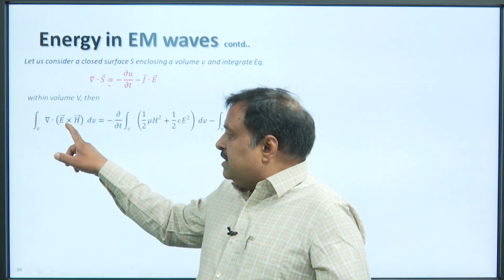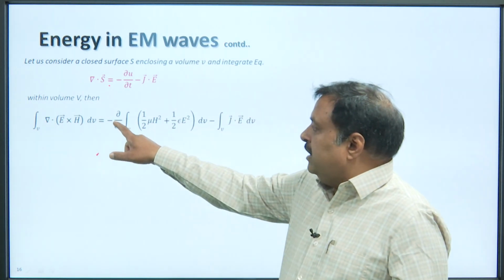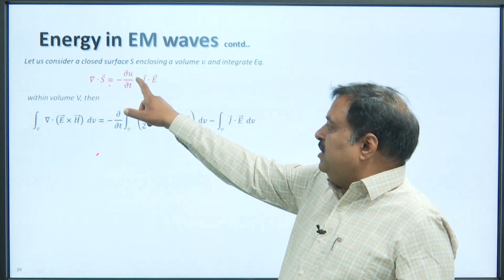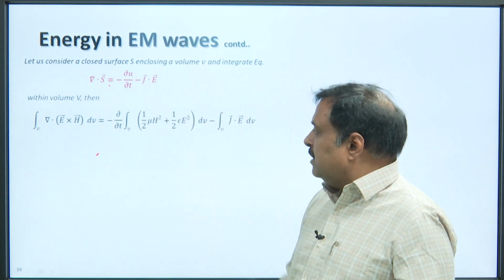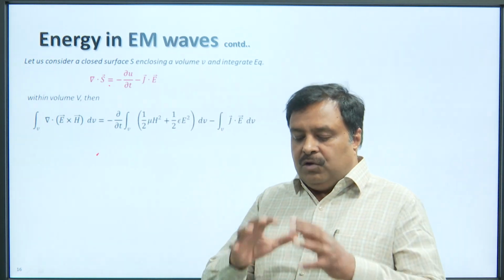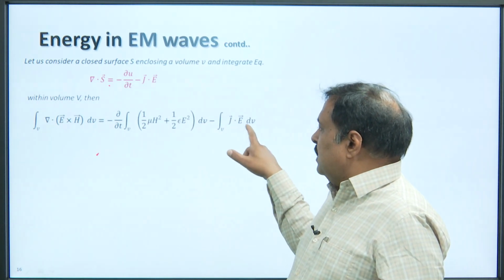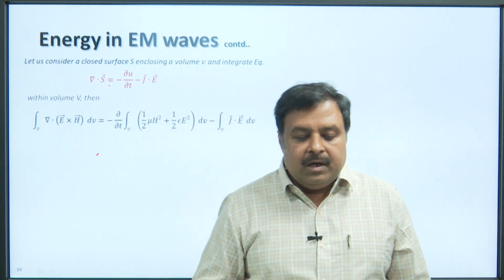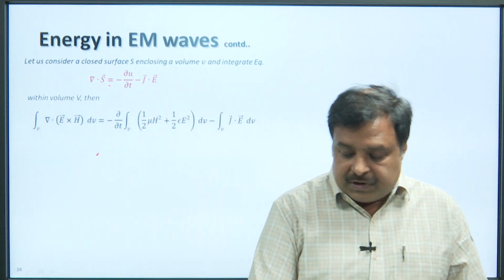So, this divergence of E cross H is integrated over the volume, minus delta by delta t. U is this bracket half mu H square plus half epsilon E square, and this is also integrated over the volume enclosed by a closed surface S, and J dot E is also integrated over the volume enclosed by the closed surface.